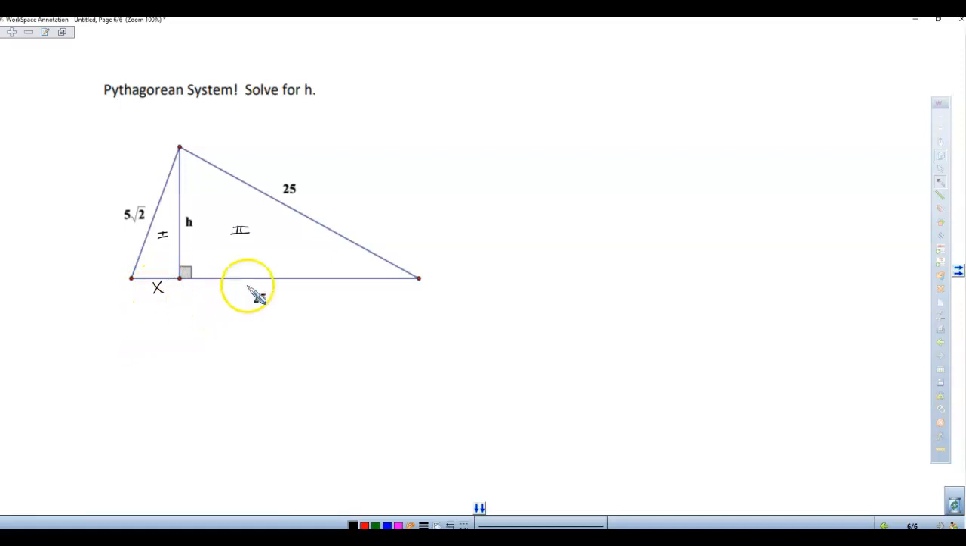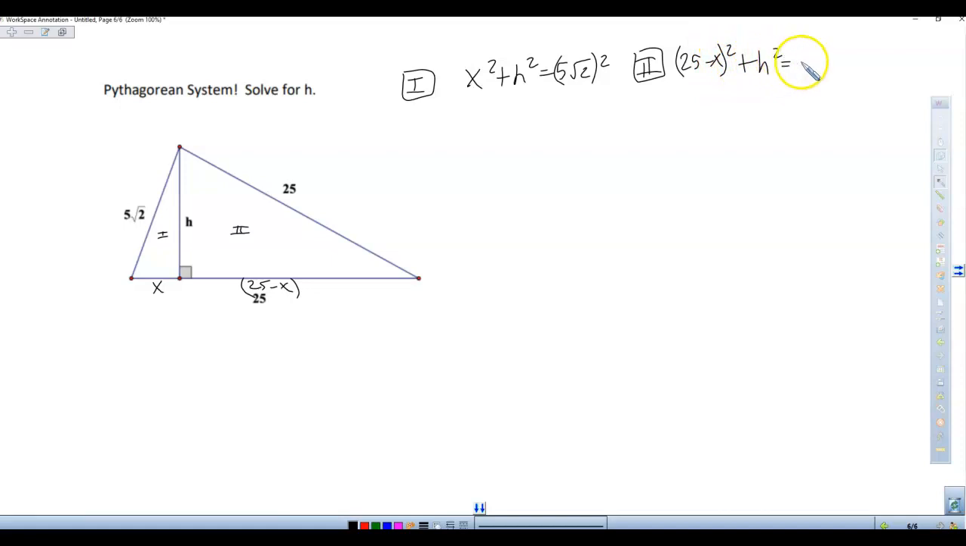So, first we'll call this x, and then this is 25 minus x. Then we'll set up Pythagorean theorems for triangle 1. X squared plus h squared is equal to 5 root 2 squared. For triangle 2, I get that 25 minus x squared plus h squared is equal to 25 squared. So we simplify this. X squared plus h squared is equal to 50, because 5 root 2 squared is 50. And then over here, when I FOIL this out, I get 625 minus 50x plus x squared plus h squared is equal to 625.